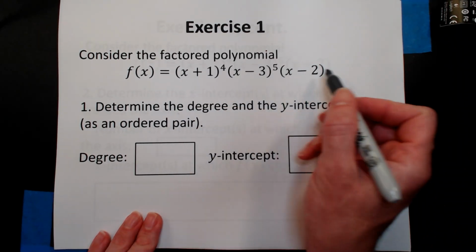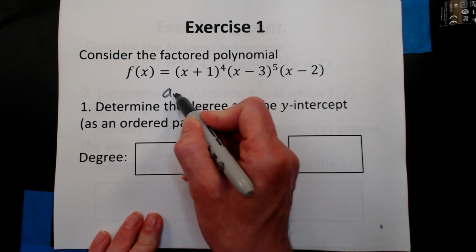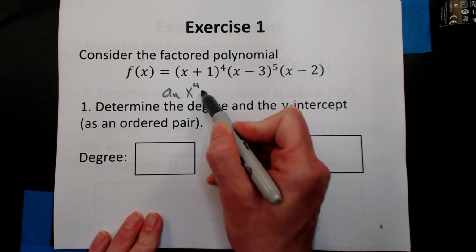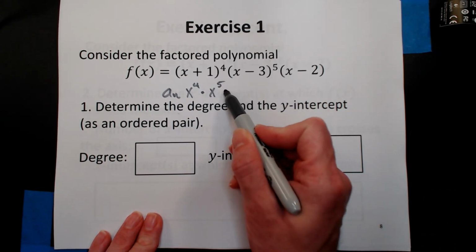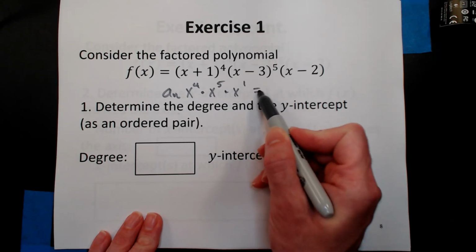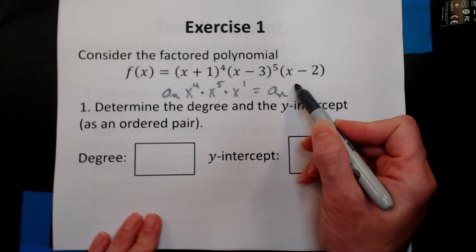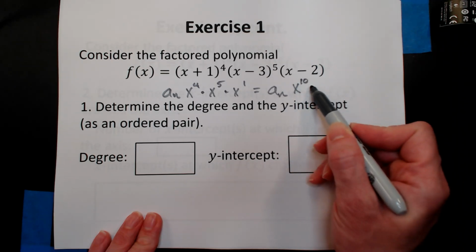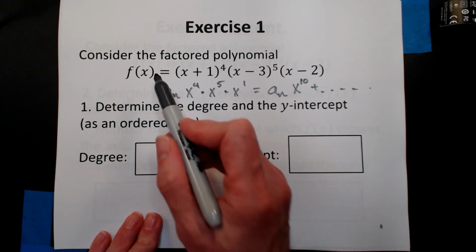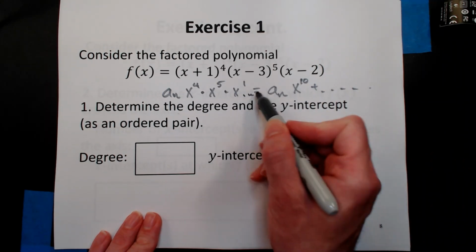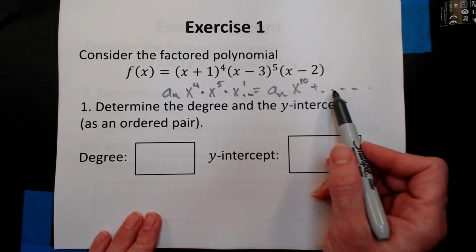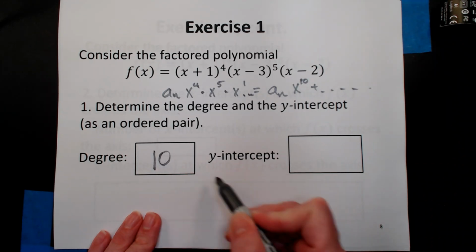So basically, if you multiplied all this out, you'd have some leading coefficient times x to the 4th times x to the 5th, times x to the 1st. So overall, it would be some leading coefficient times x to the 10th plus a lot of leftover. Don't actually multiply this out to find the degree. It would take a little bit longer than forever. So it'd be an x to the 10th. So it's degree 10.